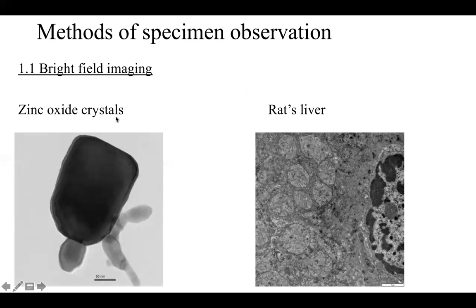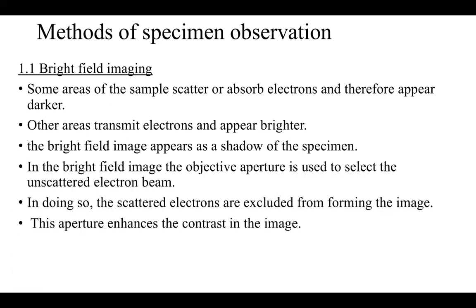So here you have the zinc oxide crystal. We observe it using bright field imaging. So the object appears dark and the background appears light, because in the bright field image, the objective aperture is used to select the unscattered electron beam. Unscattered electron beams means these electrons, even though they go through the sample, don't get scattered. That means they don't interact much with the specimen.